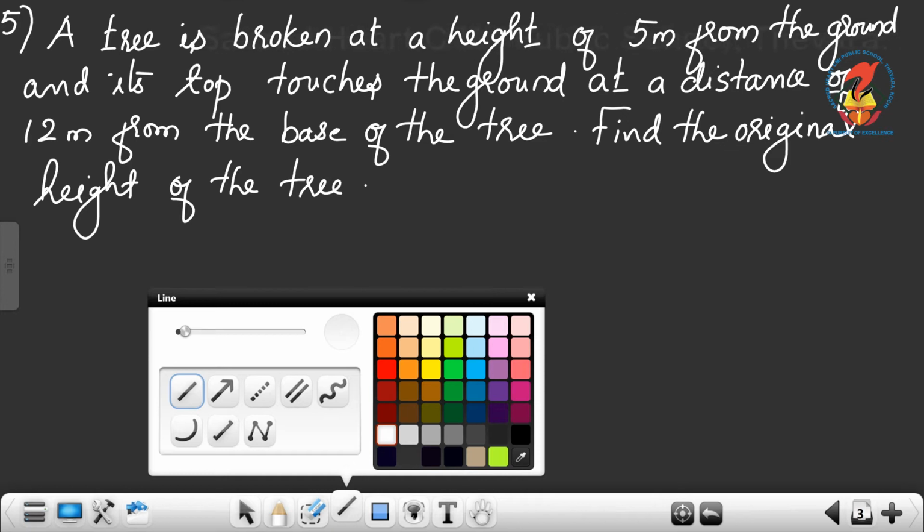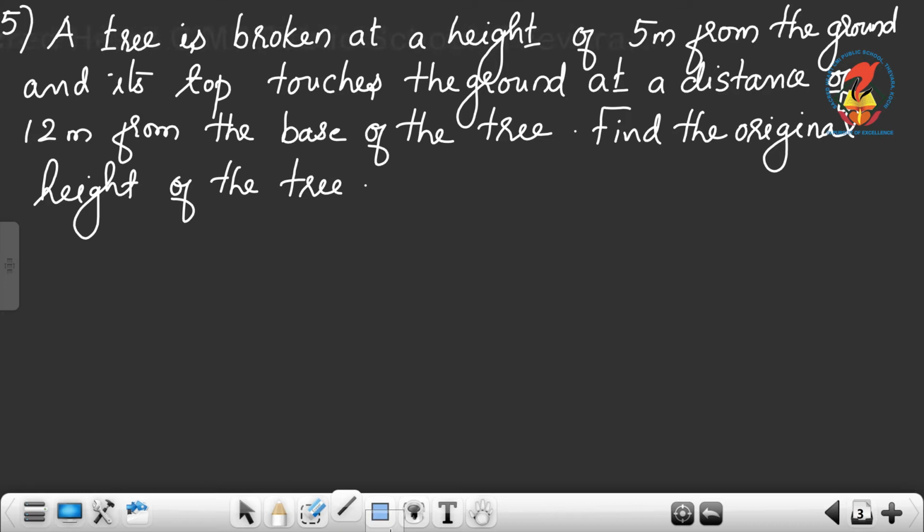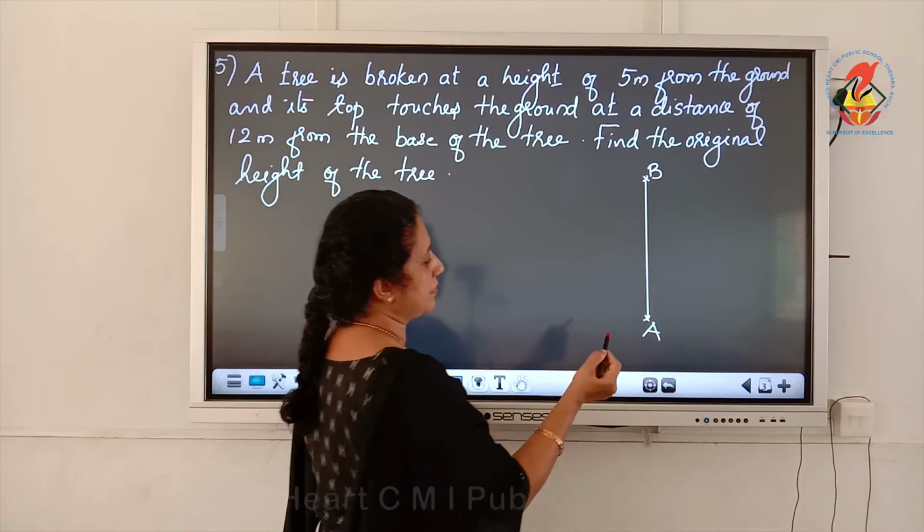So, we have to draw a tree. Let AB represent the tree. Then A represents the base of the tree and B represents the top of the tree. And the tree is broken at a height of 5 meters from the ground.